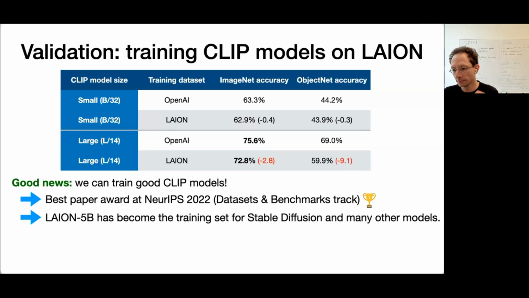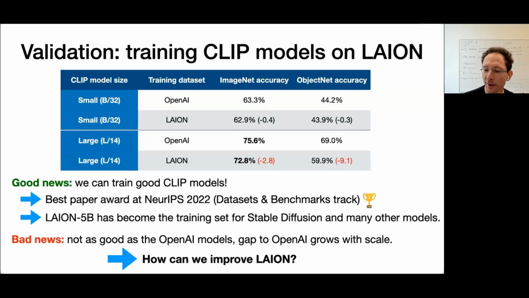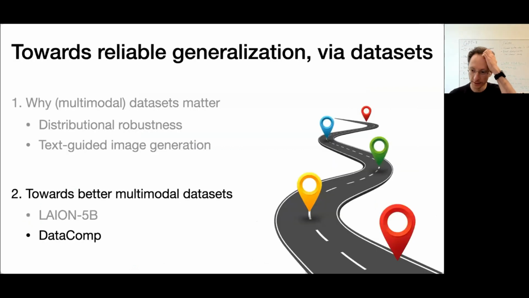So overall, as I said, this was a great starting point for the community. LAION-5B, for instance, is the training set for the Stable Diffusion models. So overall, this had a lot of impact, but it was not quite there. And we knew in principle you can do better. I was very curious, how much better can we make these multimodal datasets? And this is now where DataComp comes in.